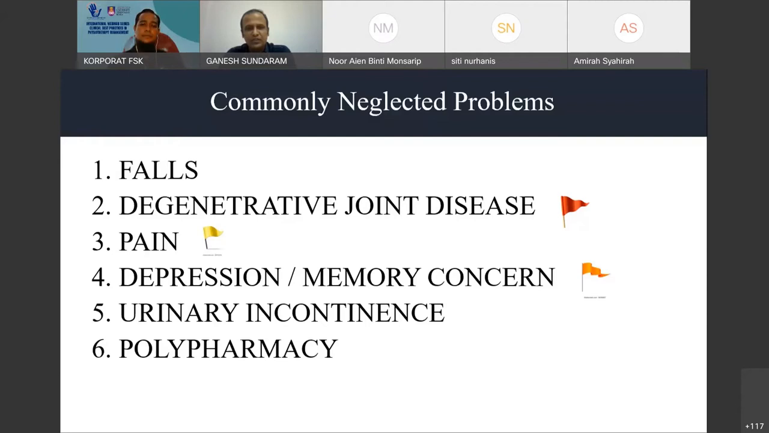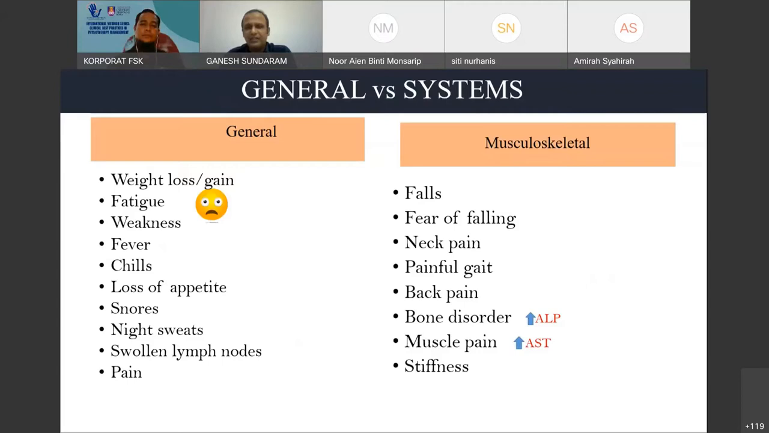Let us see the general thing with the systems. So particularly we know we have a lot of systems in our body. So as our topic is focused towards the musculoskeletal system, so we see what is the difference in a general as well as the musculoskeletal system. The first one is weight loss or weight gain, fatigue, weakness, fever, chill, loss of appetite, snore, night sweat, swollen lymph node, and pain. Sometimes this point comes in our mind, why this weight loss is so troublesome.